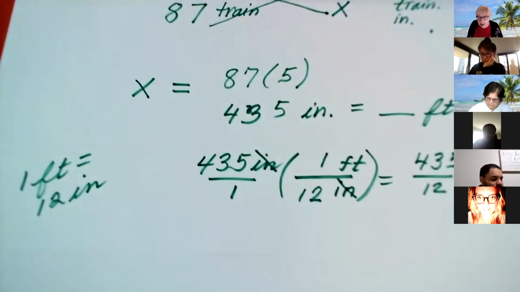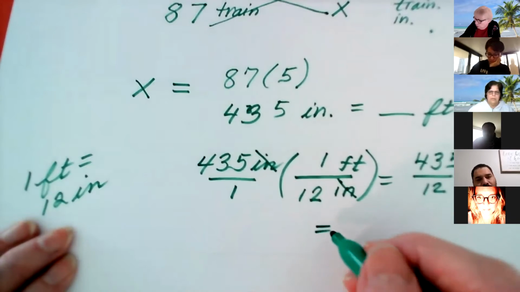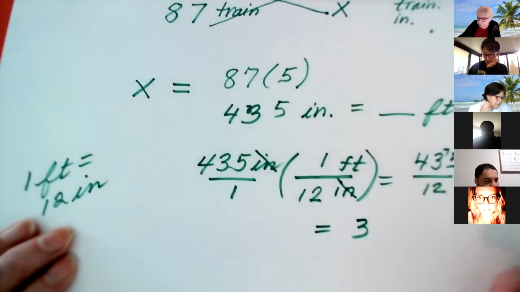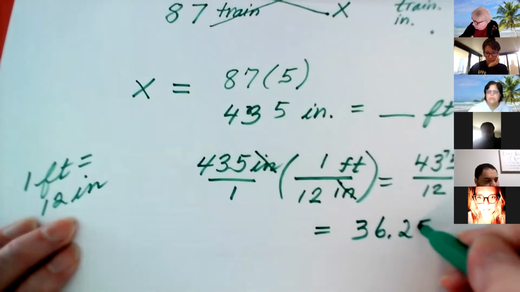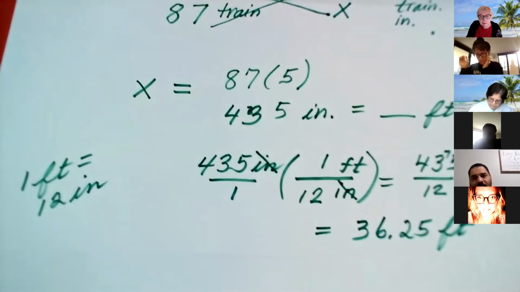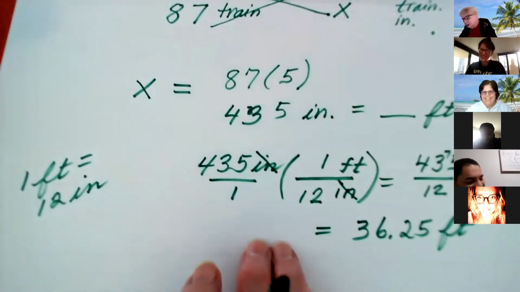Do you have the answer, anybody? I don't want to do it. 3. I don't know. 36.25. Okay. Thank you. Okay. I'm so hurt. This was easy after you guys figured it out. Okay. Let's do the second one to make sure we're good.